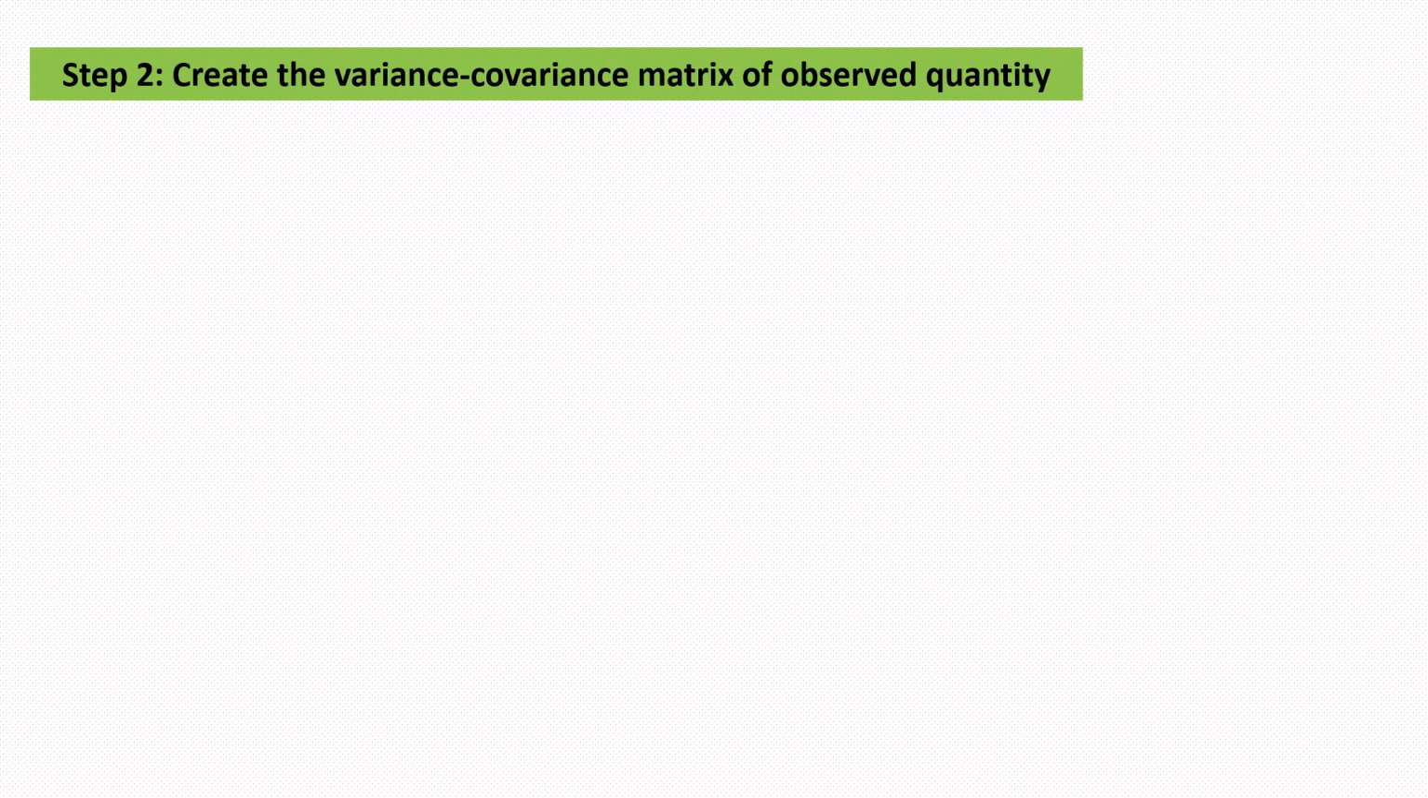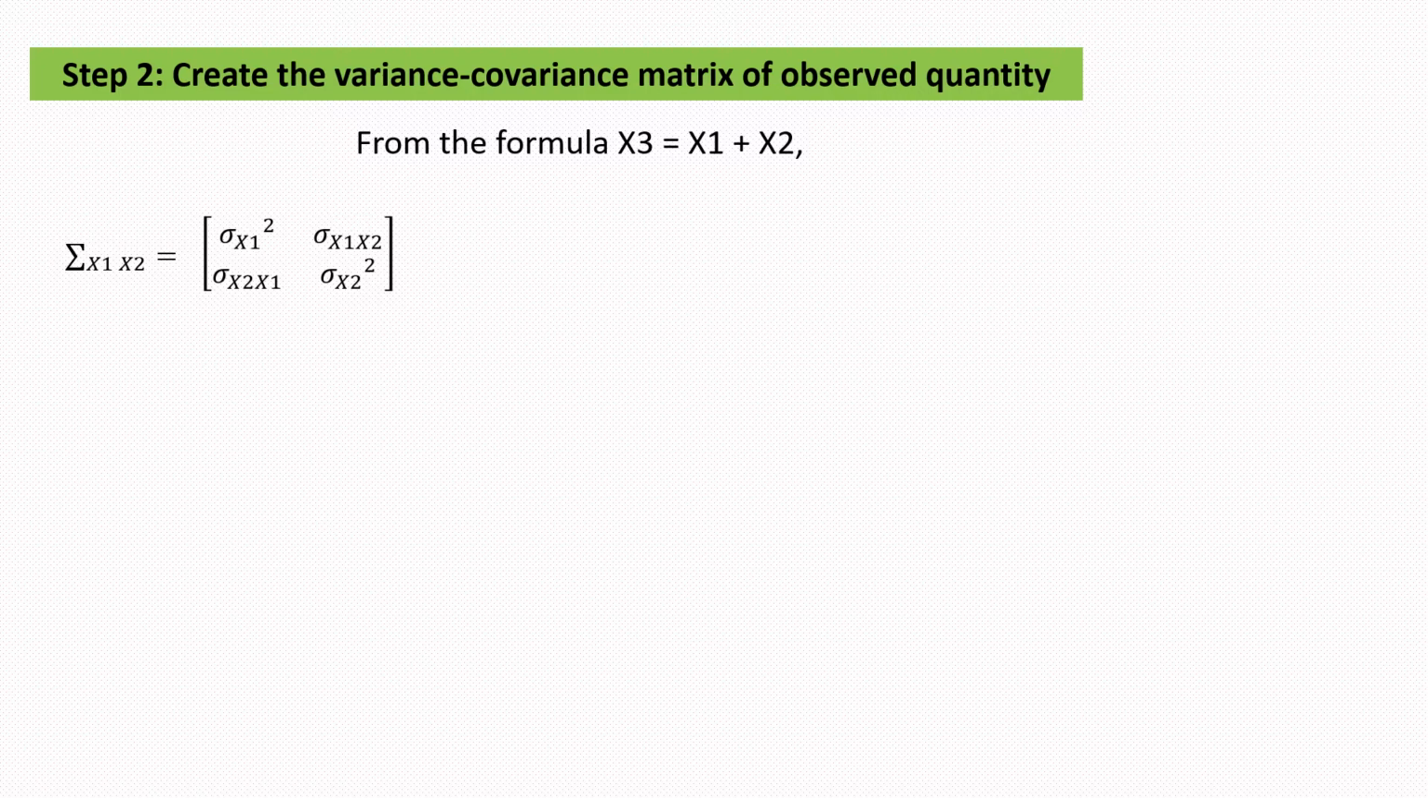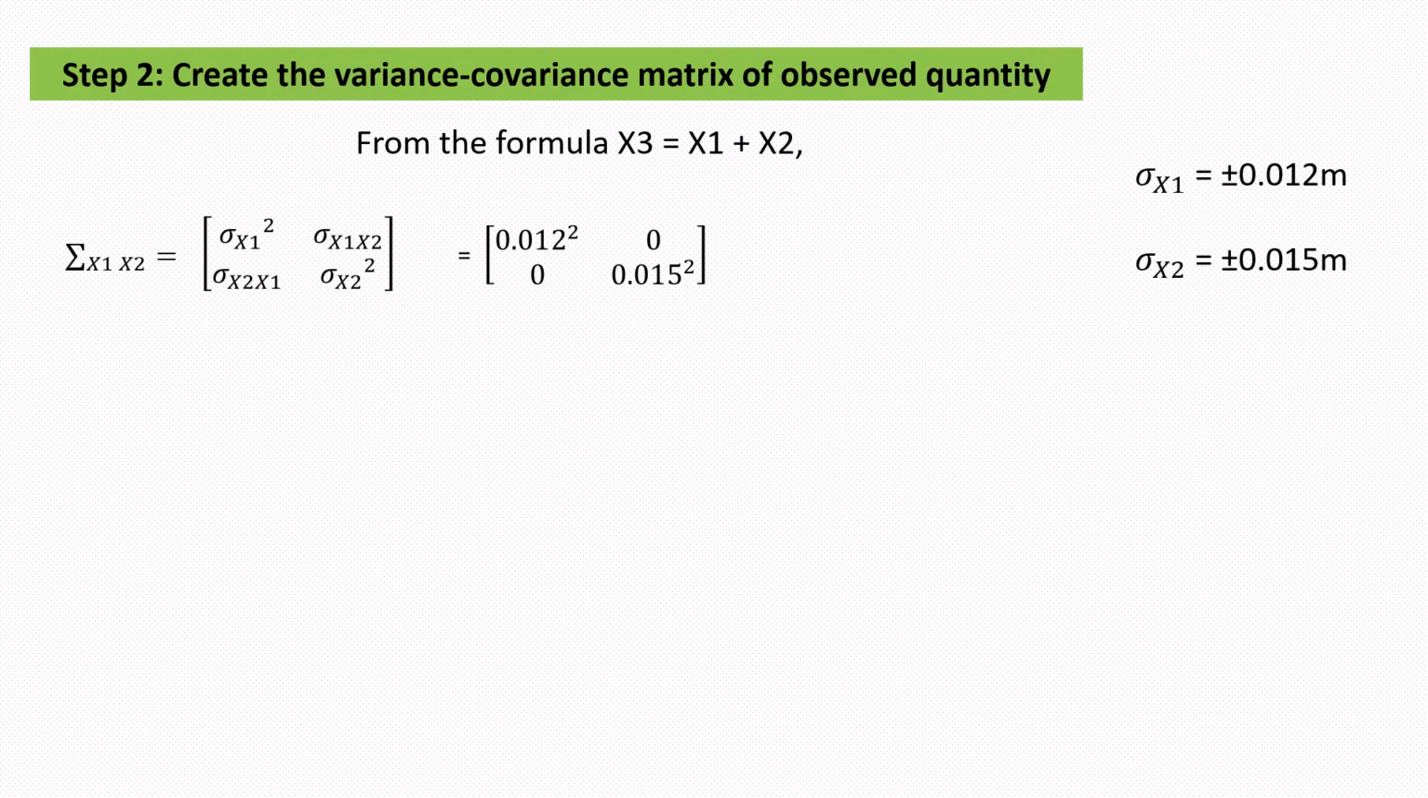Step 2. Create the variance-covariance matrix of the observed quantity. The vector for this matrix is actually the variance of the observed quantity. So, the variance-covariance matrix for the observed quantity x1 and x2 is equal to sigma x1 squared, where sigma x1 is equal to 0.012, while sigma x2 is equal to 0.015.